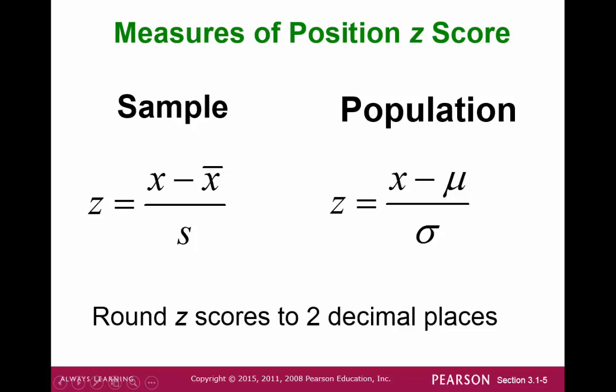Note the round-off rule is to 2 decimal places. This is because a lot of times we will be comparing these z-scores with other critical values that are already rounded off to 2 decimal places.